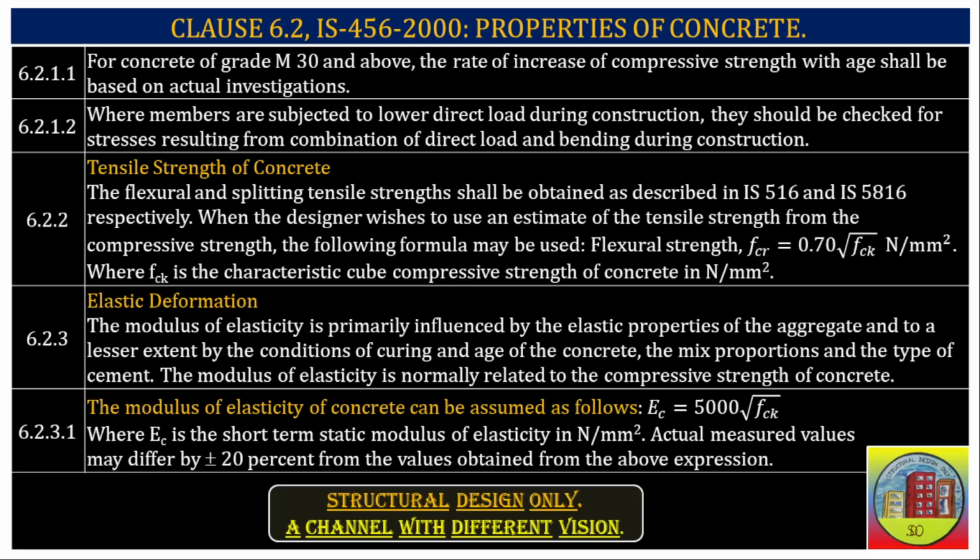Clause 6.2.3.1. The modulus of elasticity of concrete can be assumed as follows: Ec equals 5000 into square root of fck, where Ec is the short-term static modulus of elasticity in Newton per square millimeter. Actual measured values may differ by plus/minus 20% from the values obtained from the above expression.